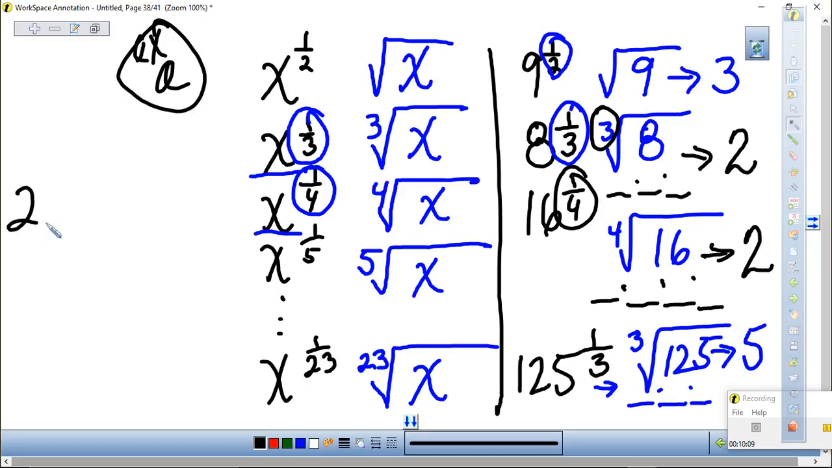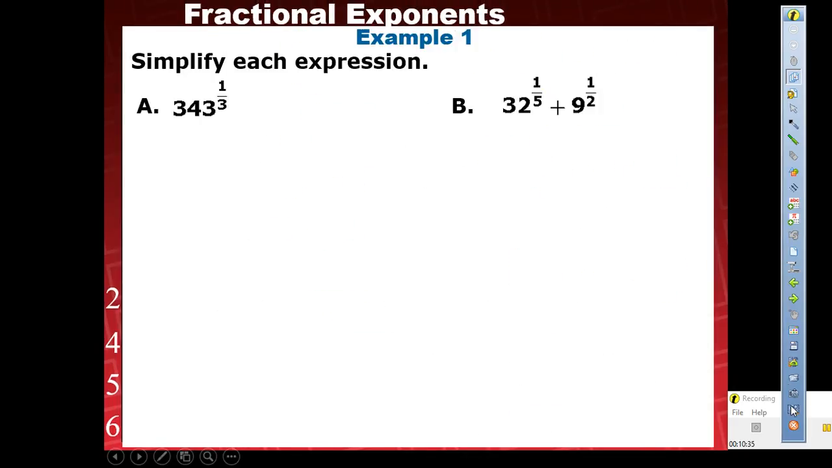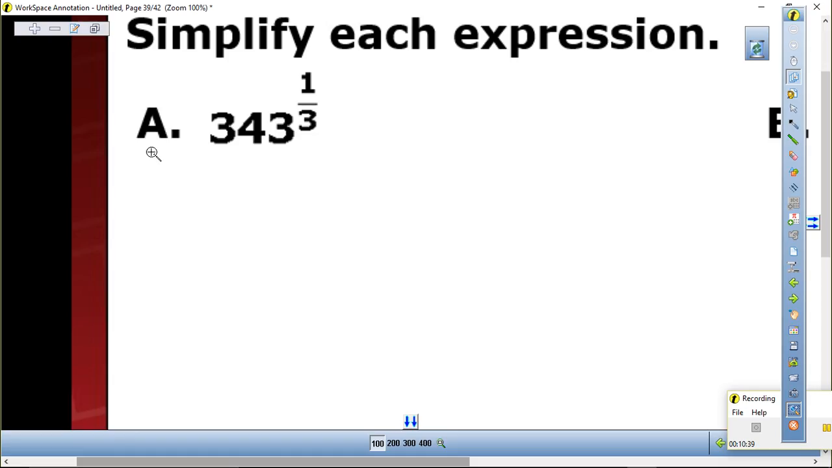The first 5 primes are 2, 3, 5, 7, and 11, yes? So usually, most of the roots are going to fall into one of these. If it's not one of those, start by looking at the numbers in between. What number is missing here in between? 4. The next one is 6, 8, 9, and so on and so forth. Does that make sense? So first start looking through prime numbers. Therefore, copy this next one, please. Example 1A. 343 to the 1/3 power.